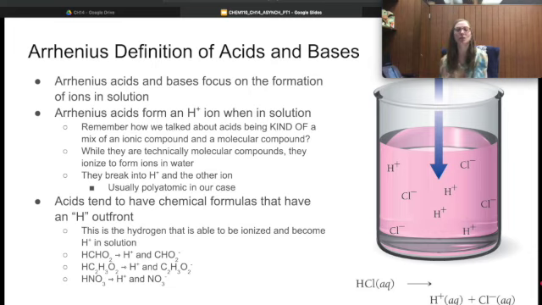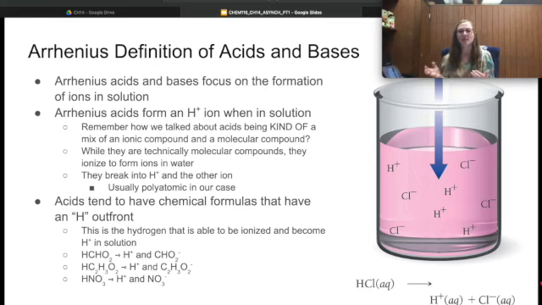So the Arrhenius definition of acids and bases focuses on the formation of ions in solution. So these look a little bit more at what the original compound is, not necessarily how it behaves in a reaction. So Arrhenius acids form an H+ ion in solution. And that's how we can identify an Arrhenius acid: if we can put something into solution and it dissociates so that it has an H+ ion.